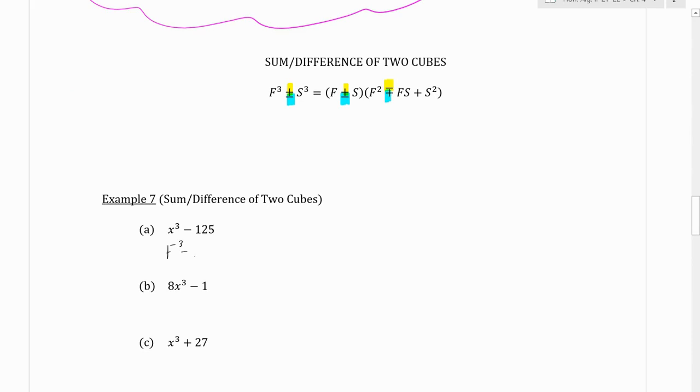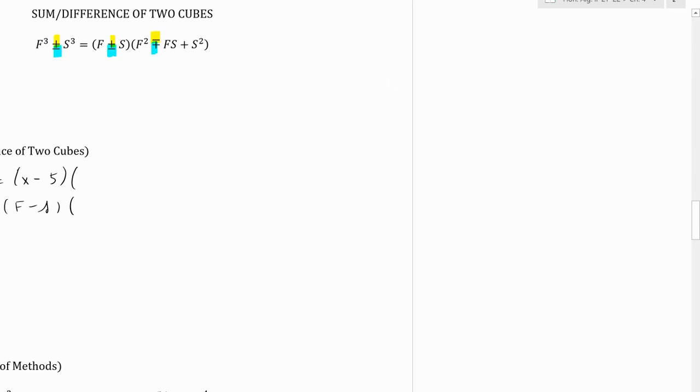F cubed minus s cubed, because there's something sitting there getting cubed to make an x cubed. It equals the first minus the second. So the first is whatever you cubed to get f cubed. What did you cube to get x cubed? X. They've got a minus, you've got a minus. What did you cube to get 125? And that's a 5.